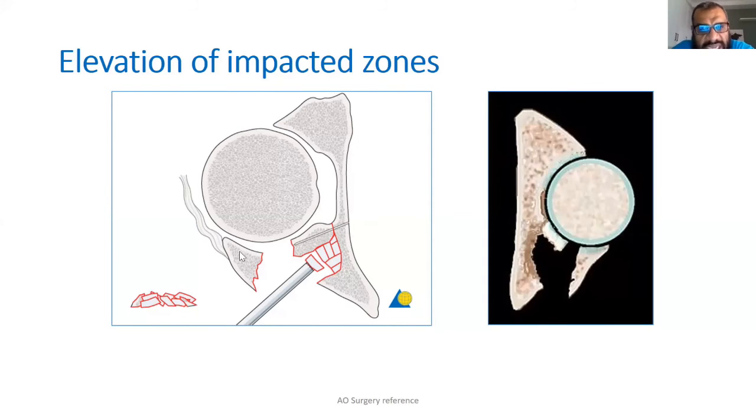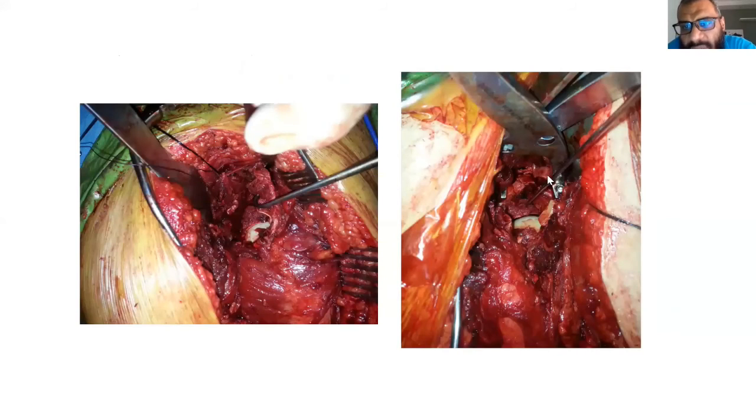So for the case we had, we reduced the column first. This is the Farabeuf clamp. I'm sorry, this is the Young-Burgess clamp. And when you reduce the column, the femoral head is in its place, the articular fragments are repositioned, and then this is the K-wire. Okay?